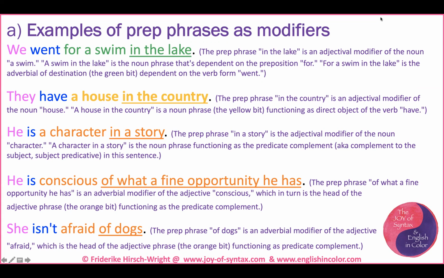They have a house in the country. In the country is a prepositional phrase. In is the preposition. The country is the noun governed by in. In the country is the prepositional phrase modifying the noun house. So both in this first sentence and the second sentence, the prepositional phrases work like adjectives. They're adjectival modifiers. He is a character in a story. He's not any old character, but he is a character in a story. Not a character in a movie, but a character in a story. So again, we have a prepositional phrase functioning as adjectival modifier. He's conscious of what a fine opportunity he has.